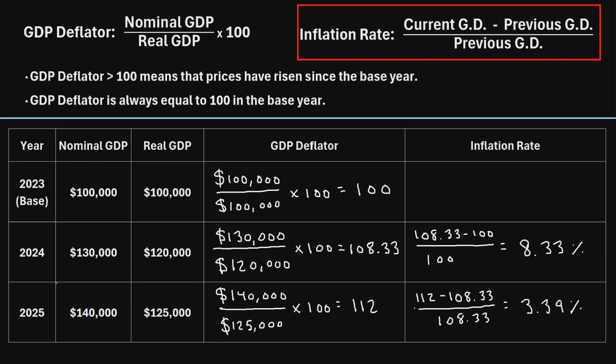So that was just a quick example of how to calculate the GDP deflator along with how to use it to calculate the inflation rate.